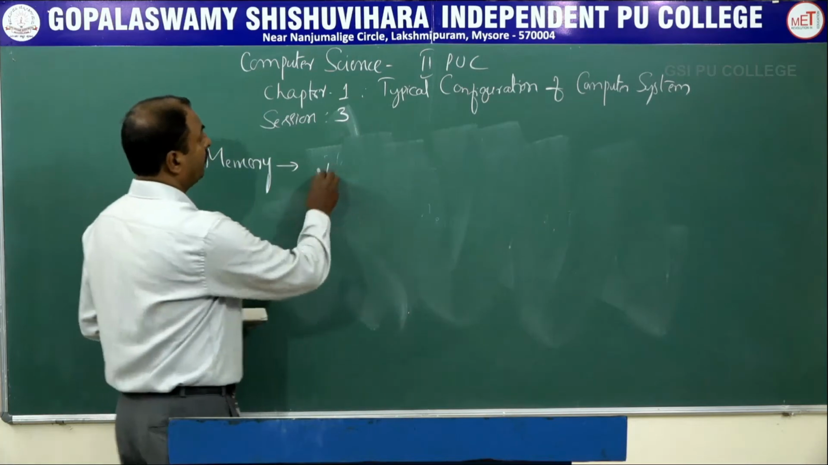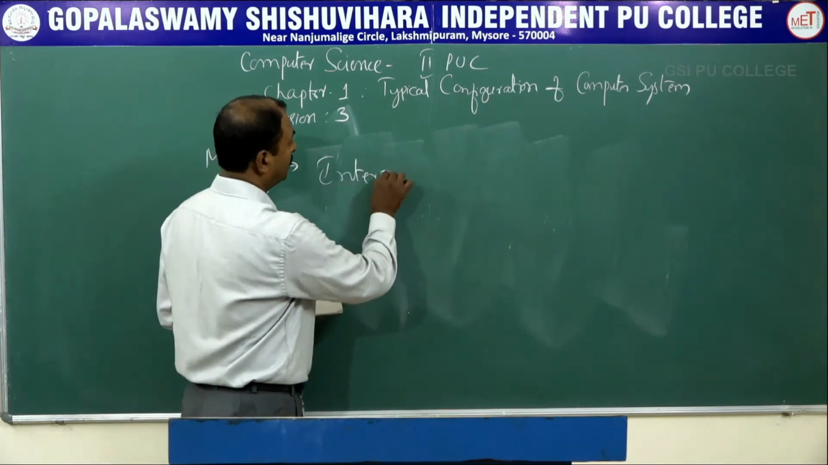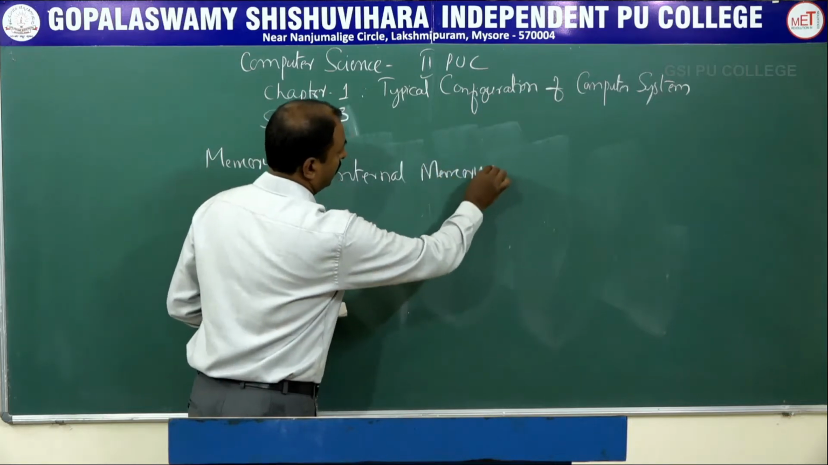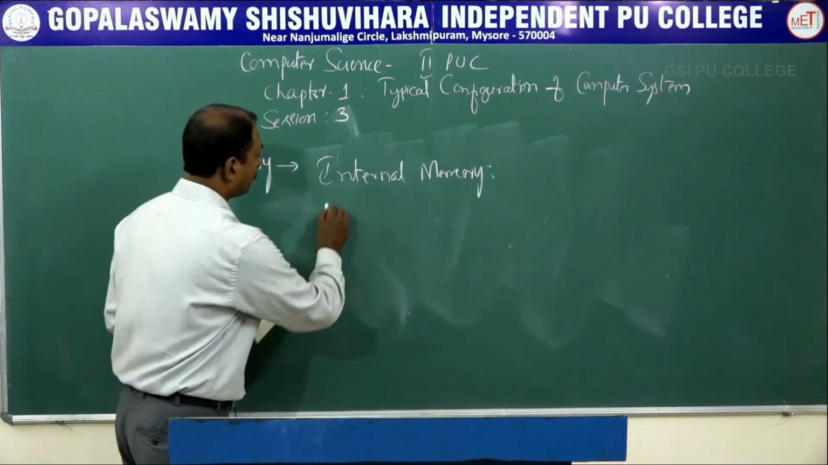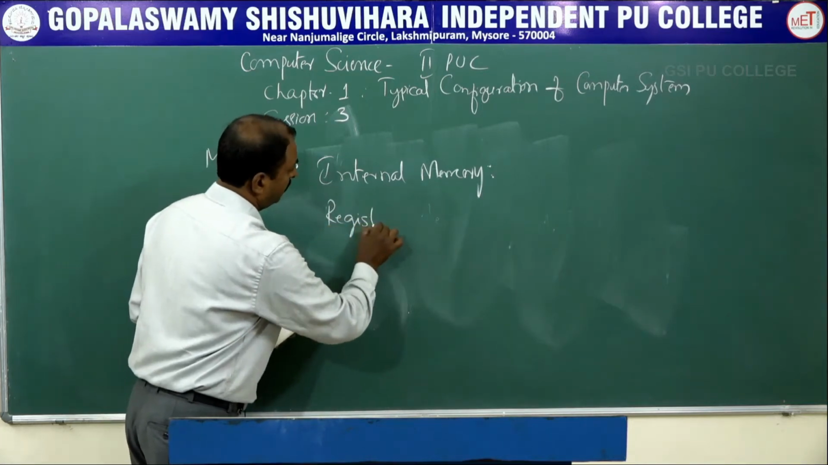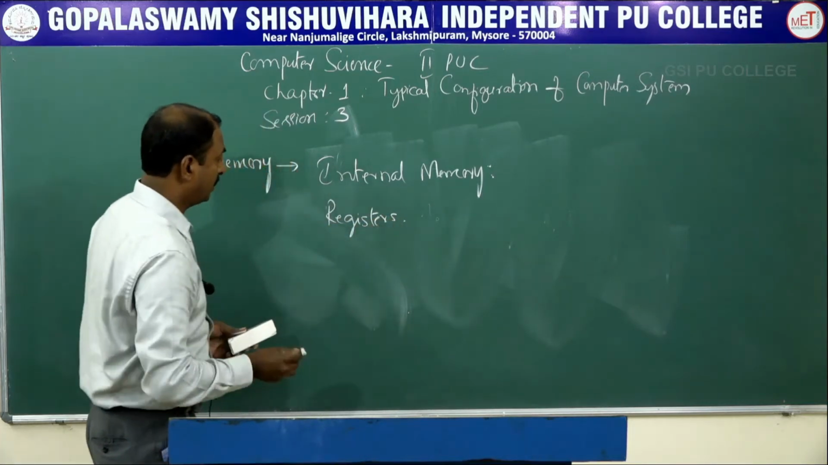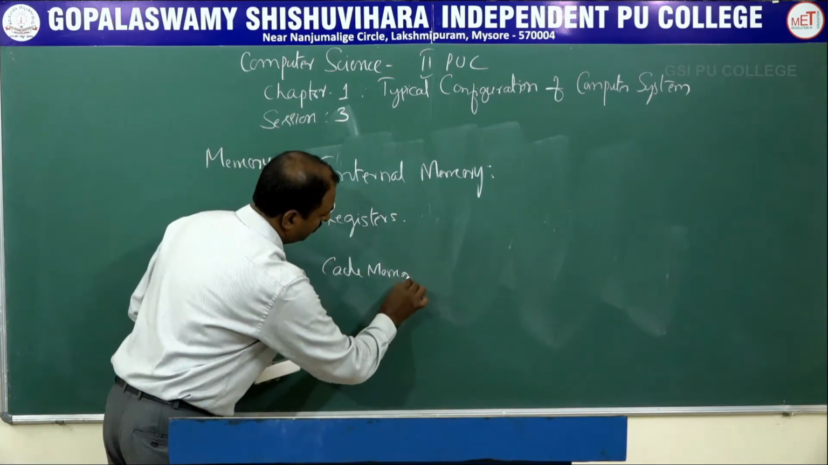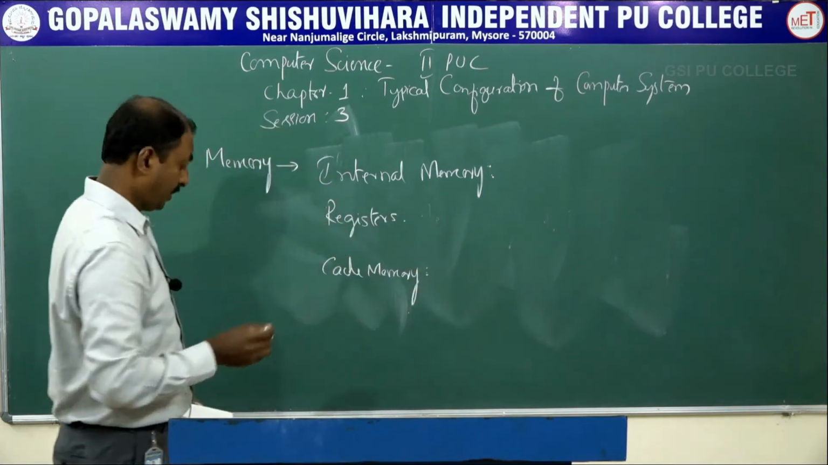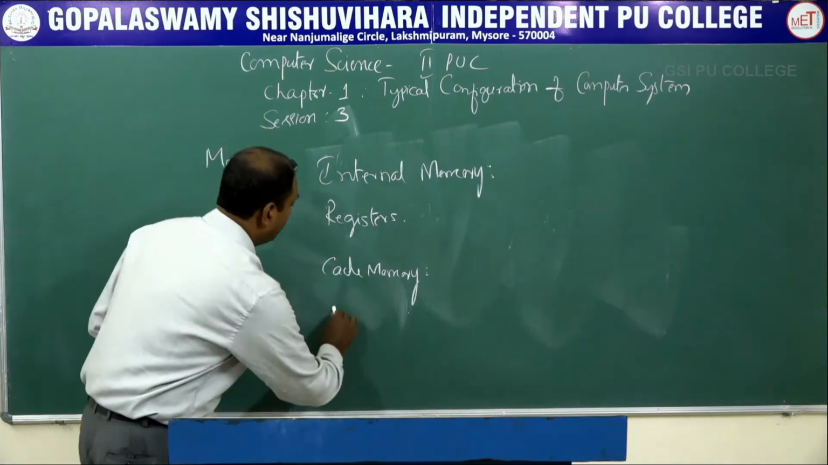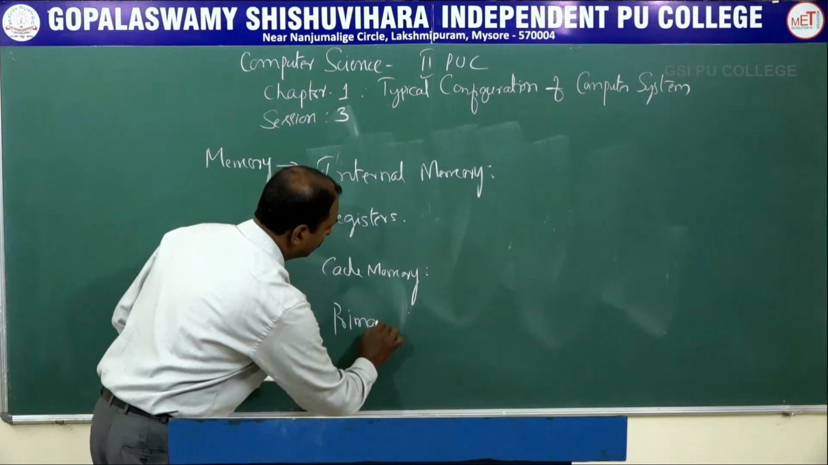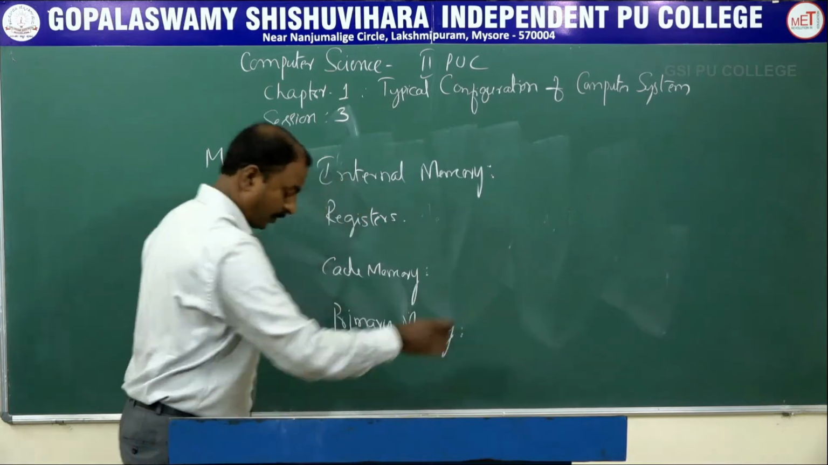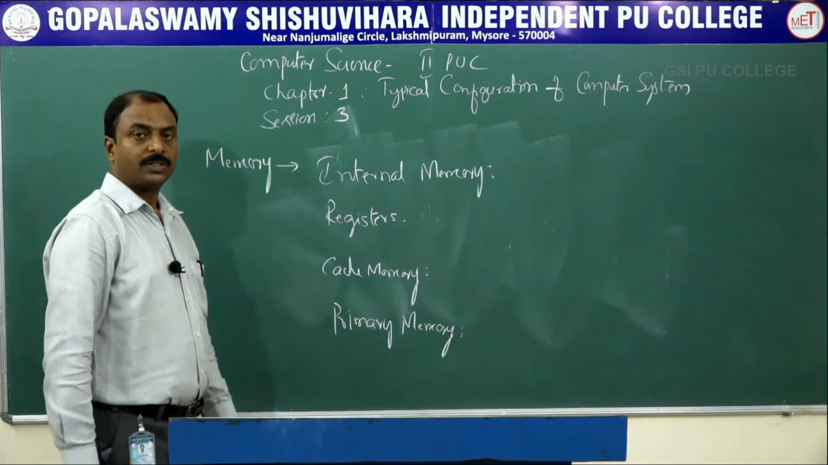Here we have internal memory of your computer system. Internal memory includes registers, as well as cache memory, and it also includes primary memory. And what are registers?